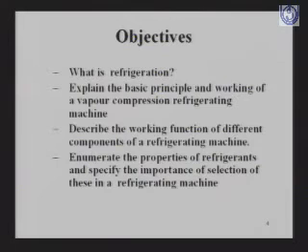Now the objectives of this unit are: we will come to know what is refrigeration, explain the basic principles and working of vapor compression refrigeration machine, describe the working function of different components of refrigerating machine, and what are the properties of refrigerants, and what is the selection procedure. These are the objectives of unit 1.